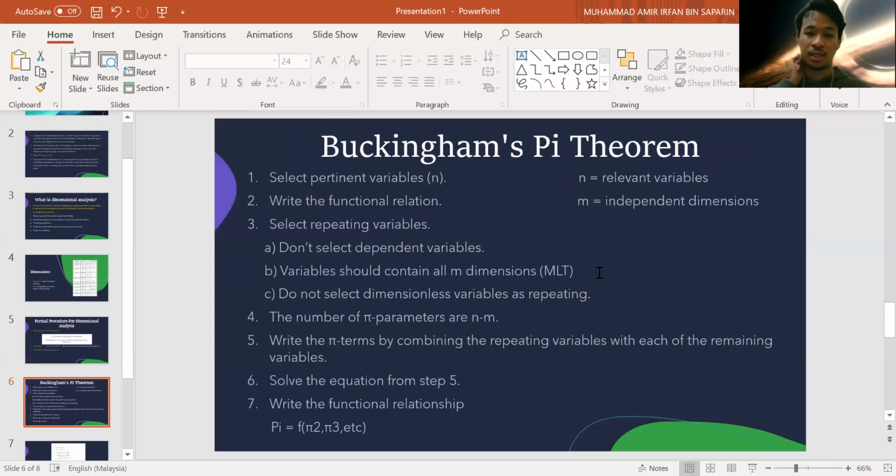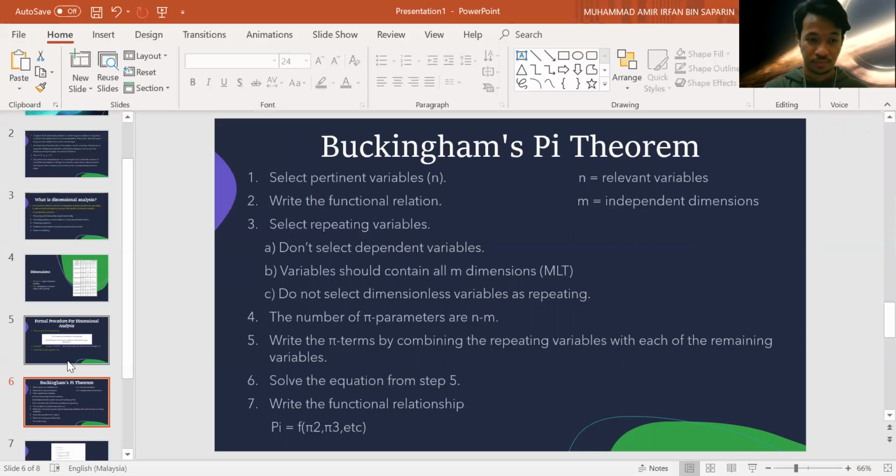Do not select dimensionless variables as repeating. The next step: the number of pi parameters is n minus m. Write the pi terms by combining the repeating variables with each of the remaining variables. Solve the equations from the previous step, and the last one is write the functional relationship: pi 1 equals a function of pi 2, pi 3, and so on.